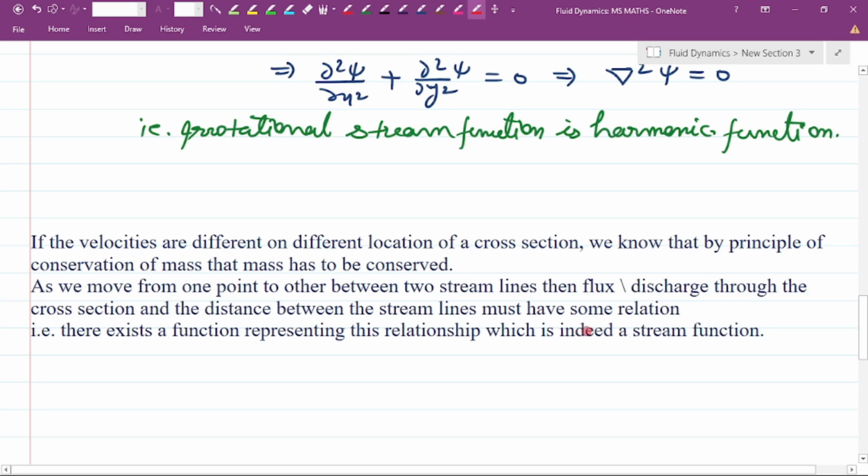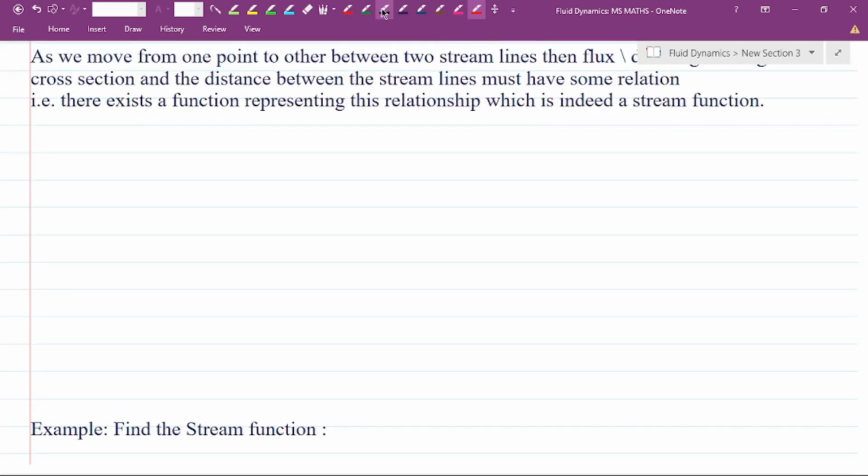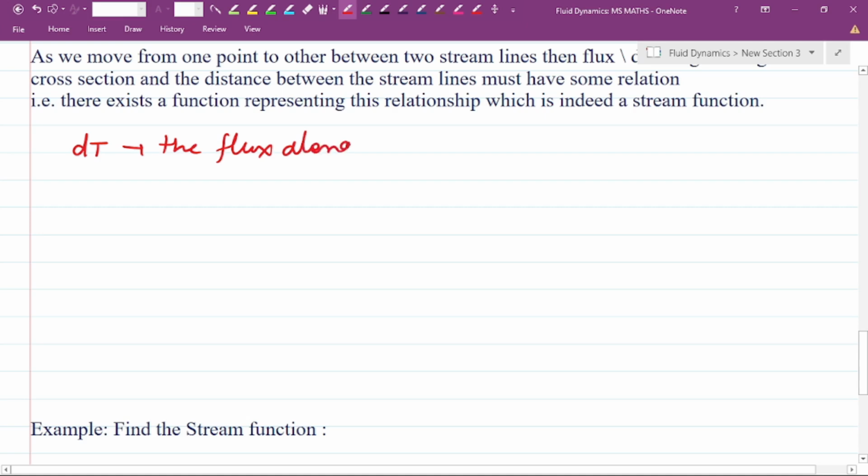So what is the physical phenomenon of the stream function? It is basically the difference between the flux, or the discharge through the cross section, and the distance between the streamlines have a relation that is known as the stream function. Okay. Now, if I have some function, the change in flux is dT, where T is the flux along the x direction, and dT is equal to u dy. So basically T is the integral from a to b of u dy. So this is called the flux.